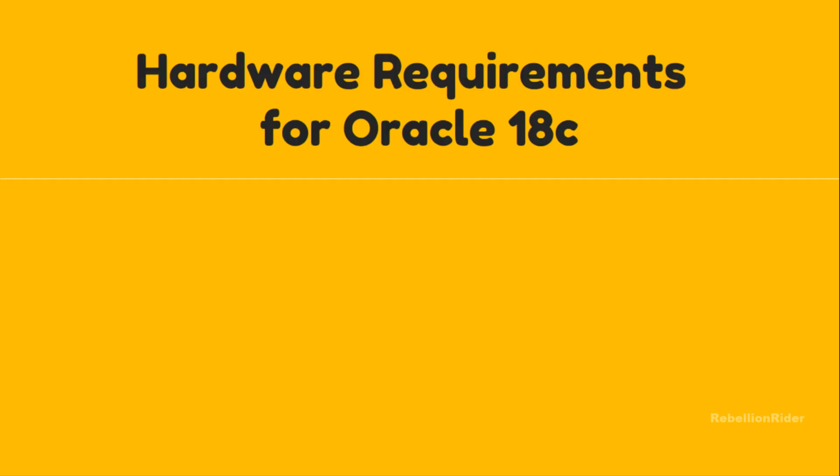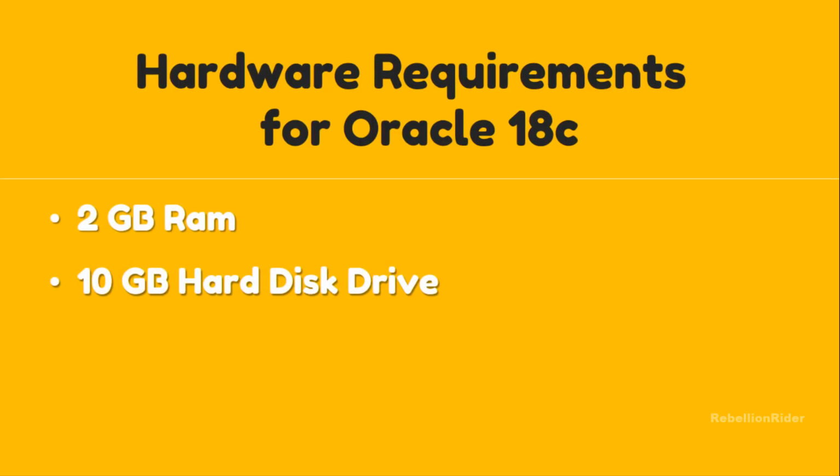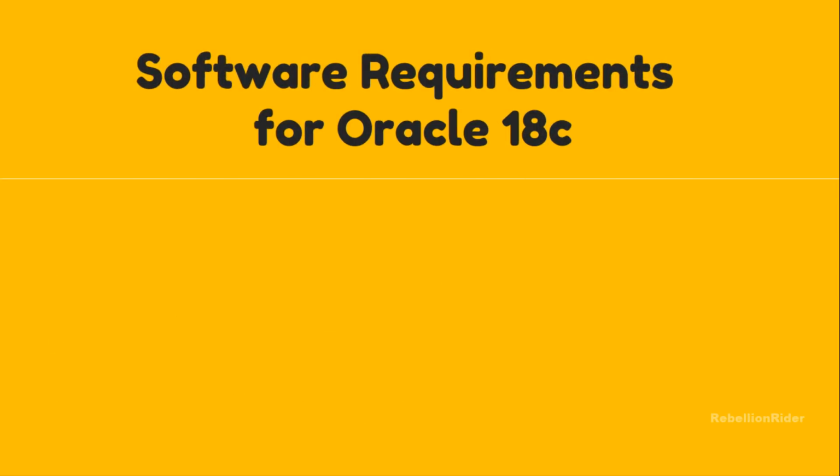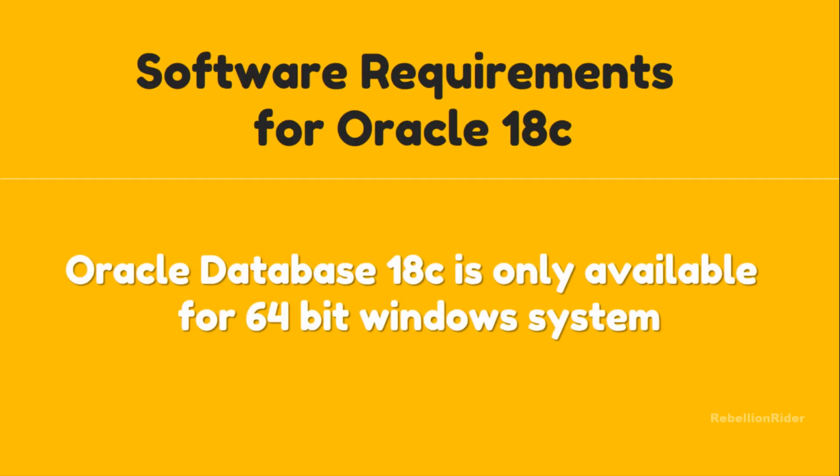The installation of Oracle Database 18c will require a minimum of 2 GB of RAM, 10 GB of empty space on your hard disk drive, a processor based on either Intel EM64T or AMD 64 architecture, and a minimum screen resolution of 1024 by 768 pixels. Also, similar to Oracle 12c, Oracle Database 18c is only available for 64-bit Windows systems.